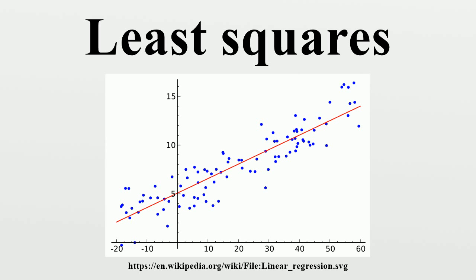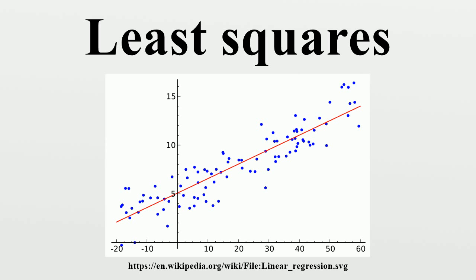Linear least squares. A regression model is a linear one when the model comprises a linear combination of the parameters. We can then see that in that case the least squares estimate is given by a closed-form expression. For a derivation of this estimate, see linear least squares.